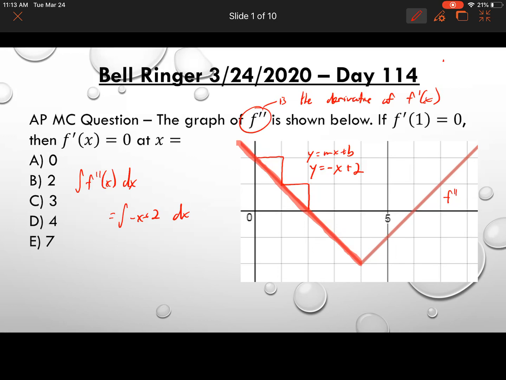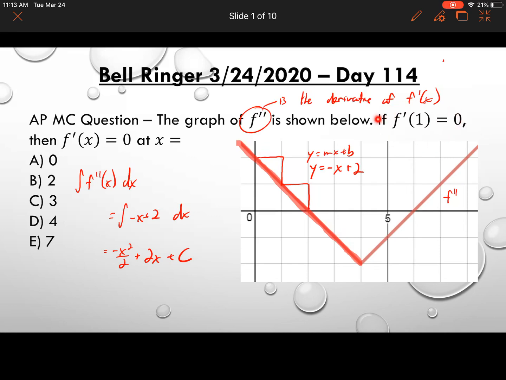Well, this shouldn't be too bad. If we do the reverse power rule, we end up with negative x squared over 2. Recall you add 1 to the exponent, so it becomes a 2, and then we divide by the exponent, so we divide by 2. Now the antiderivative of 2 is just 2x. Then we do have to write that plus c since we're finding the antiderivative. Now we can actually solve for plus c.